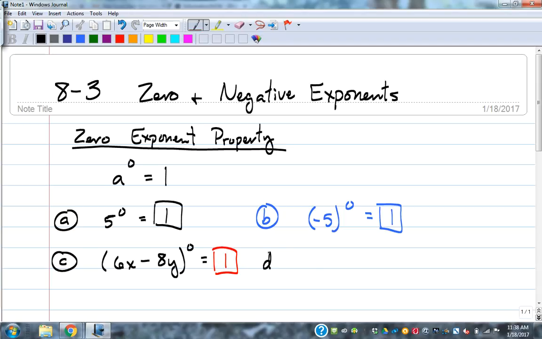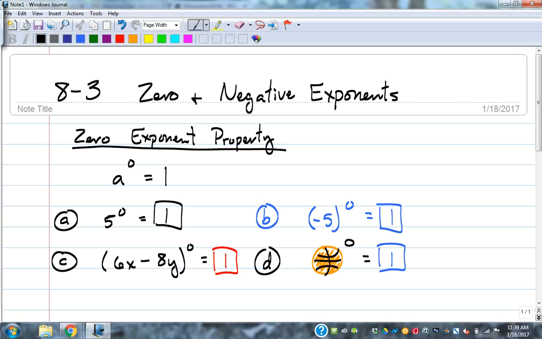It could be a basketball. To the 0 power is equal to 1. Always. No matter what it is. If it's to the 0 power, it's a 1. Okay? Changes to a 1. Easiest rule we've got for exponents. Definitely. Definitely the easiest rule. Okay?